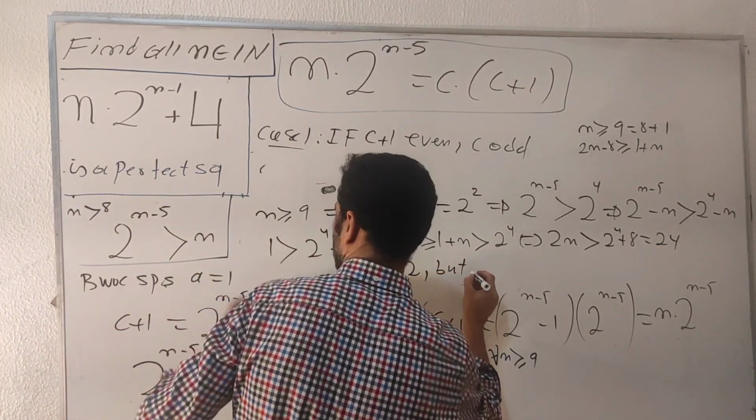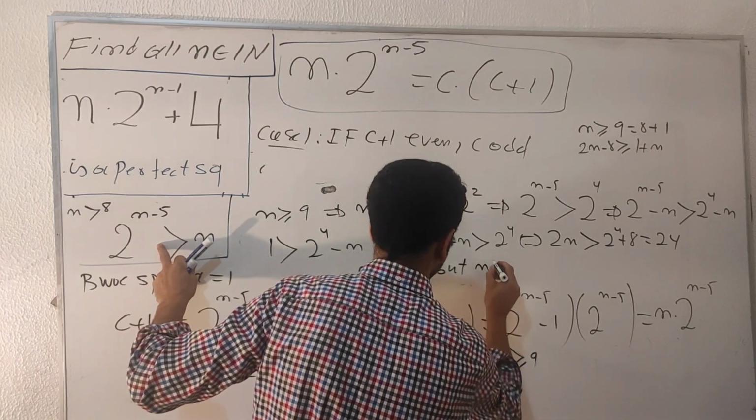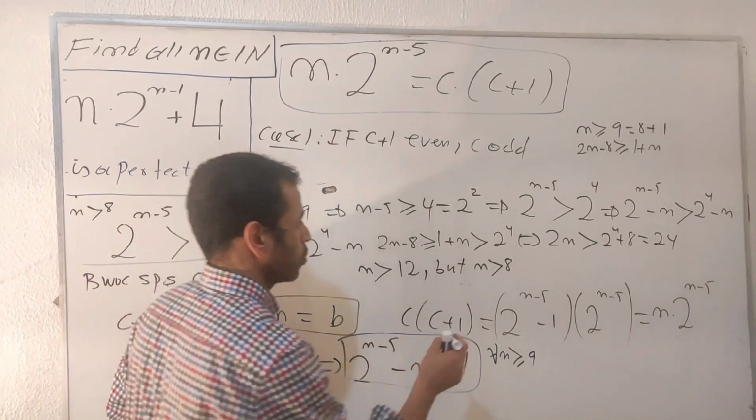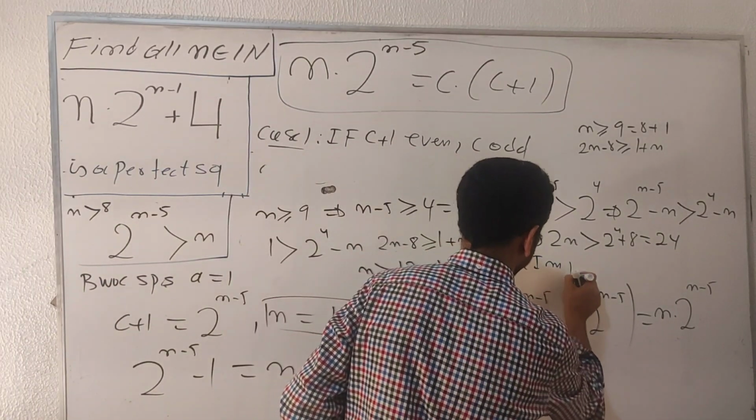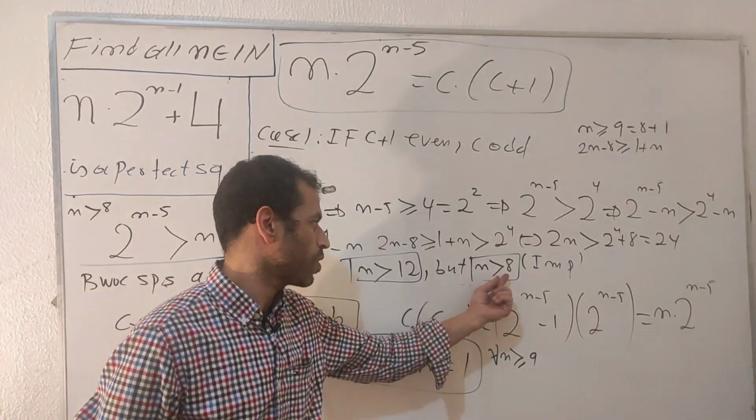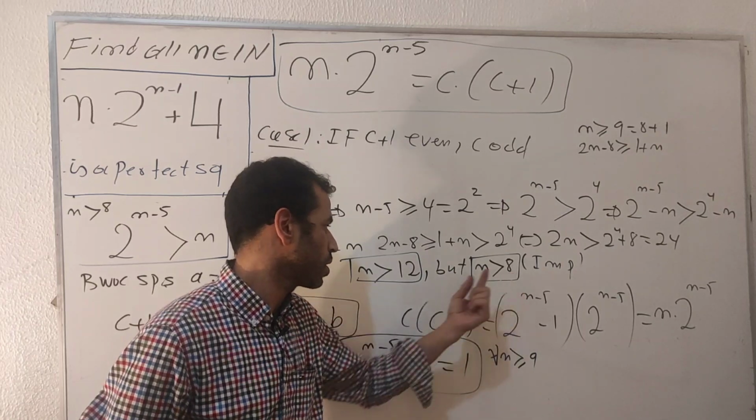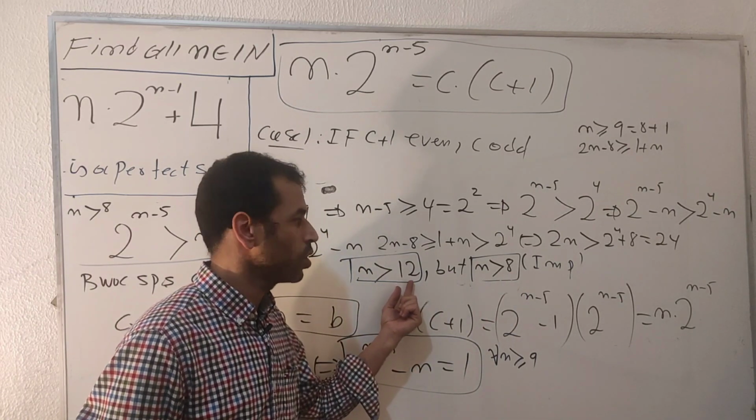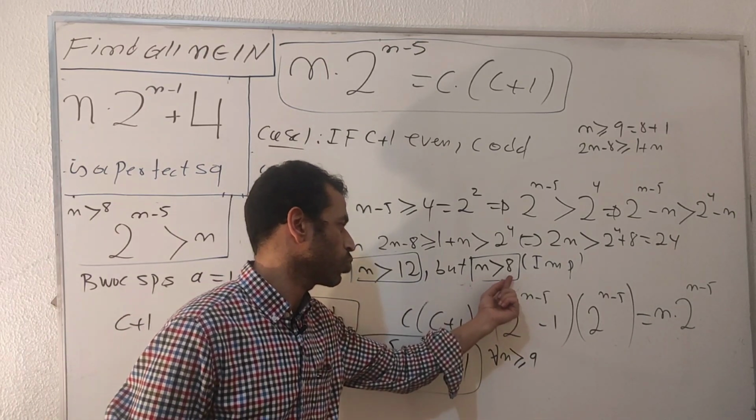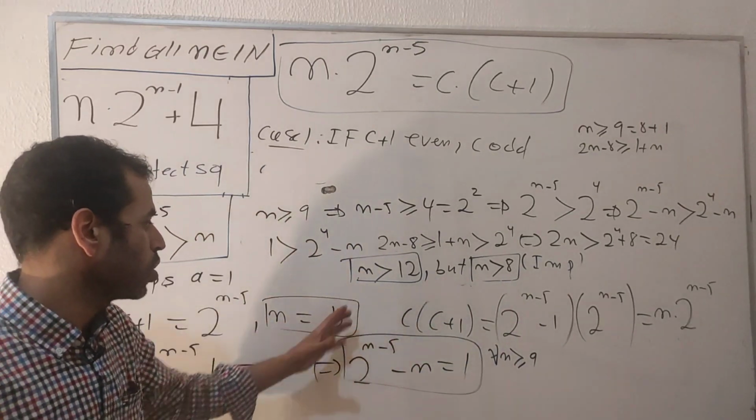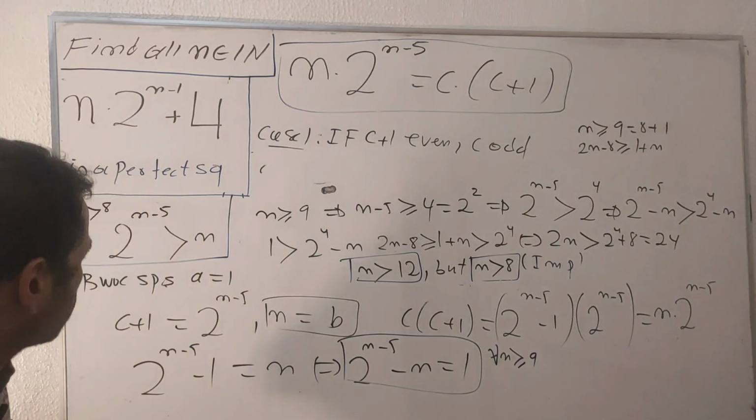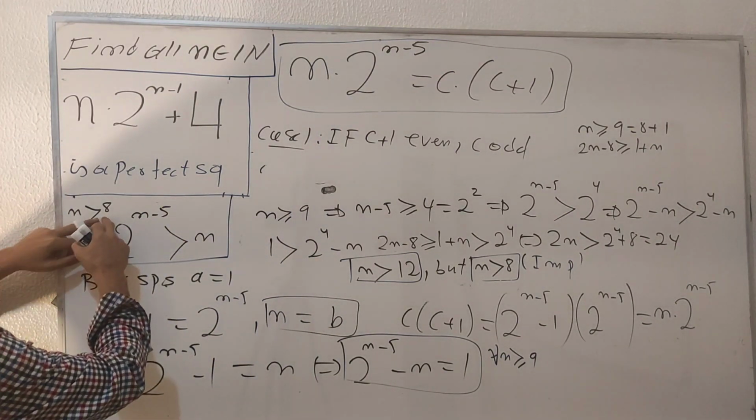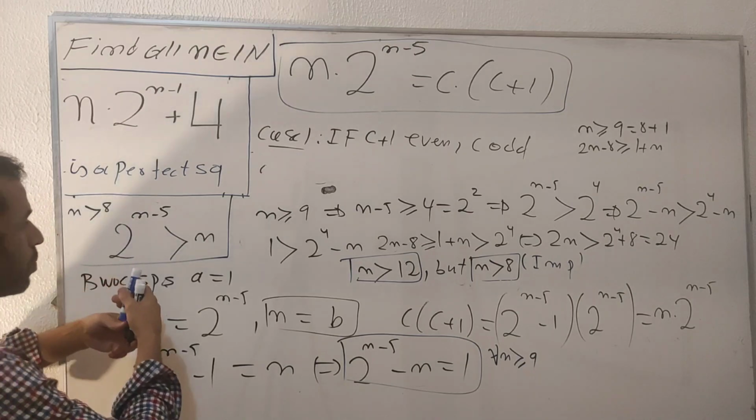But we have n is strictly superior than 8, which is impossible. In other words, the minimum value of n was 9, and the minimum value of this one is 13, which is impossible. So the true one is this one, not true, which is a contradiction. What does a contradiction mean? It means n cannot be strictly superior than 8. n belongs to this set.